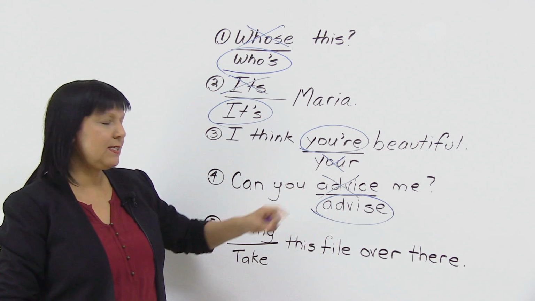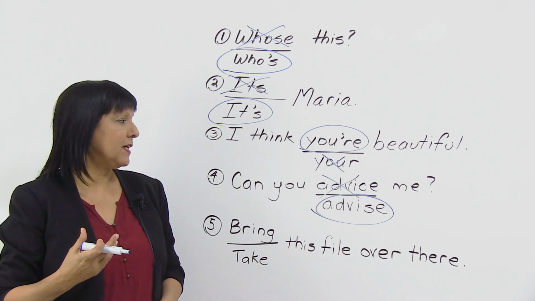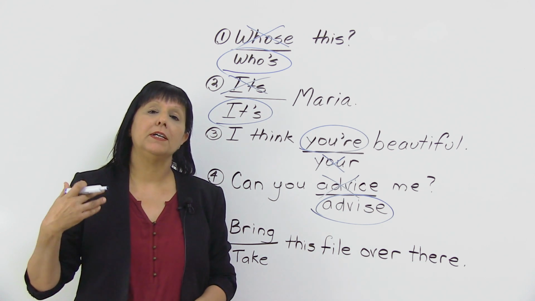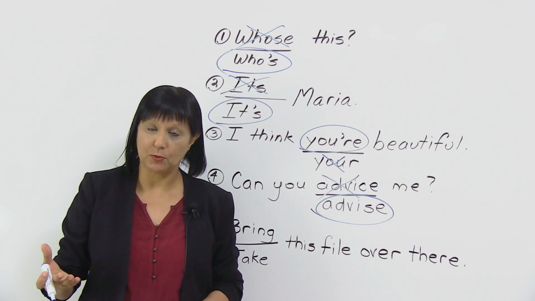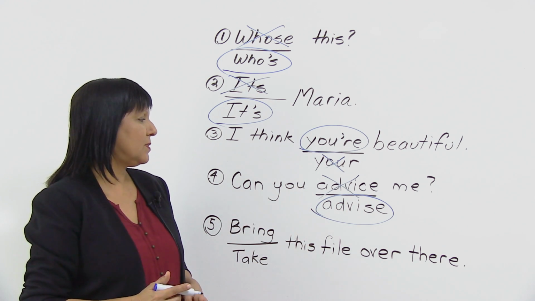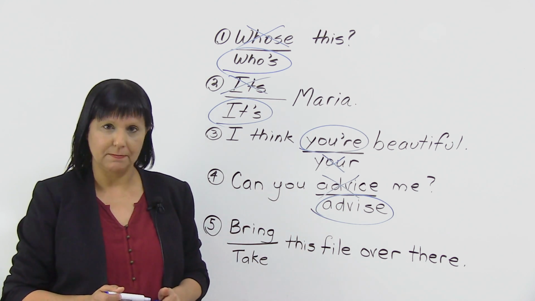And this, with the C, is the noun. Can you advice? So that's not right. We can't say, can you advice me? You need to say, can you give me some advice? That would be fine. Then we use the noun. But in this question, we say, can you advise me?